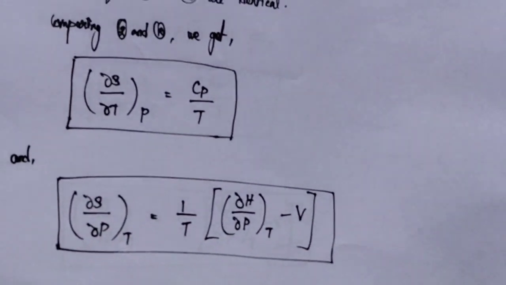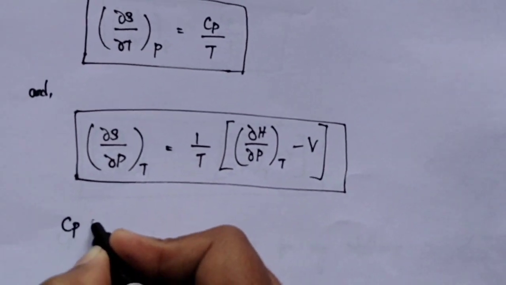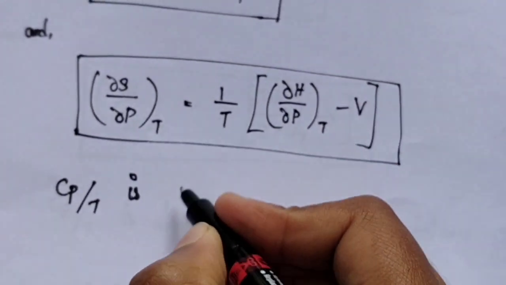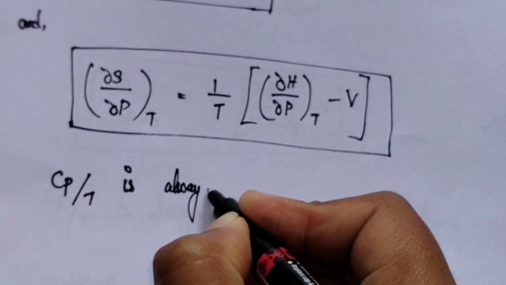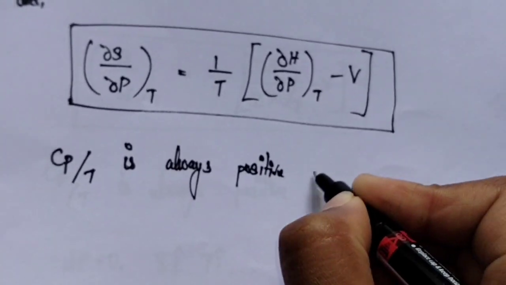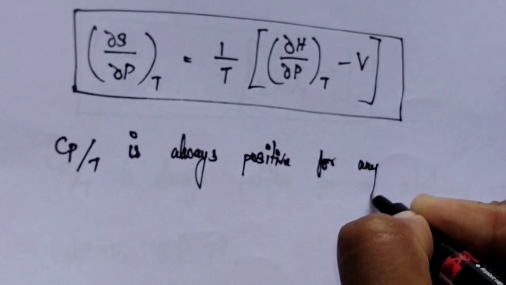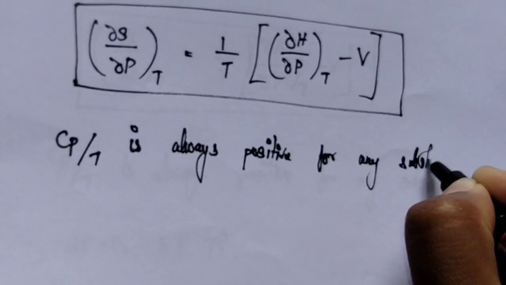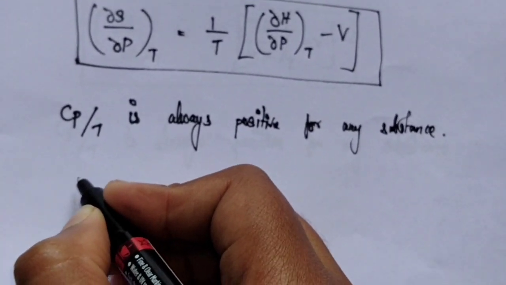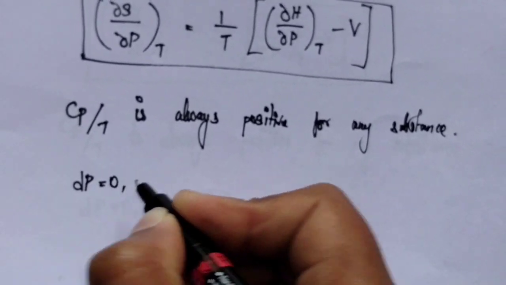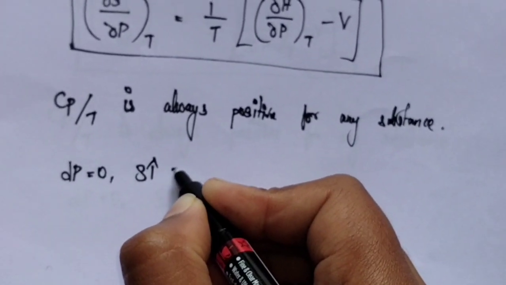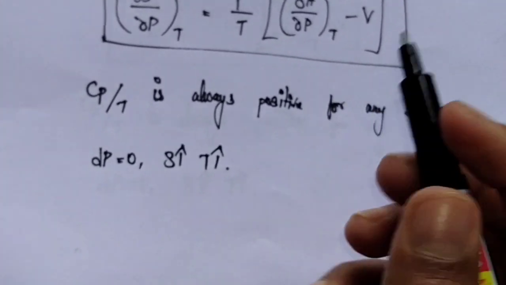So from this we know that Cp by T is always positive for any substance. And while pressure is constant, that is at dP equals 0, the entropy of the substance will increase with increase in temperature. So that's all for this video.